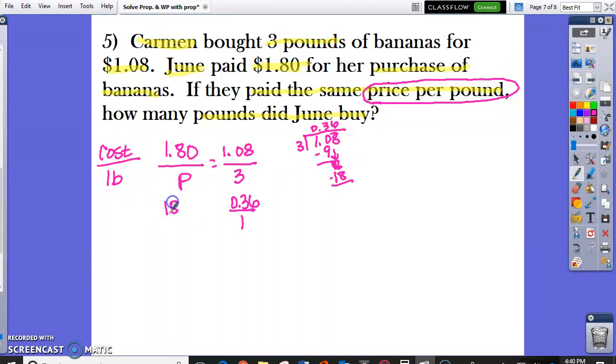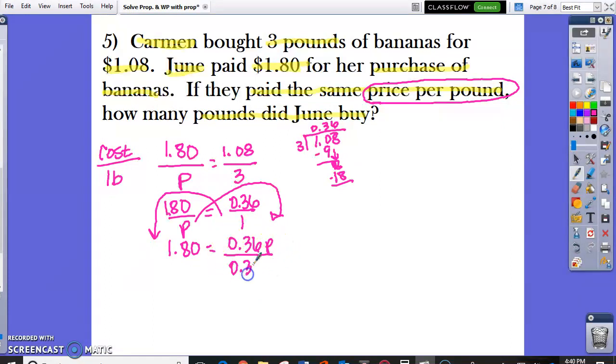And our other ratio is $1.80 over P. Now, that's really nice because we're going to do this times something. Oh, I don't know that in my head. So, cross products. $1.80 equals P times 0.36. We have our one-step equation. Remember, for multiplying in the equation to solve, just divide.